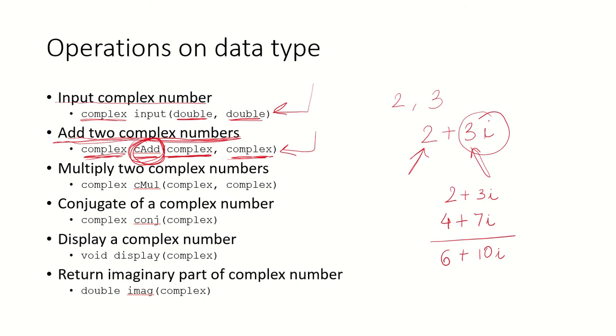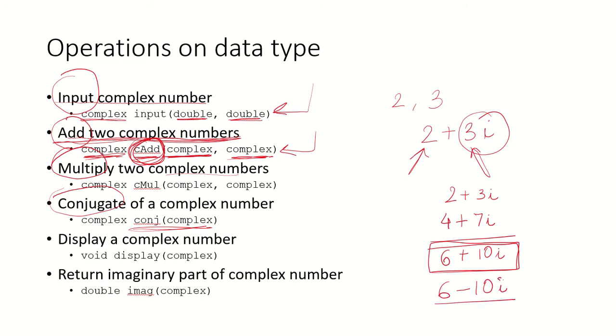We are simply defining the operations. So: input, add, multiply two complex numbers, and the conjugate of a complex number, where you take a complex number and create its conjugate. So if 6 plus 10i is the input complex number, then the output would be 6 minus 10i, the conjugate of this. Display a complex number.